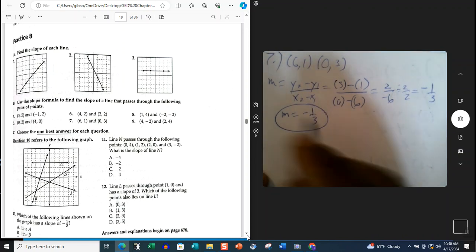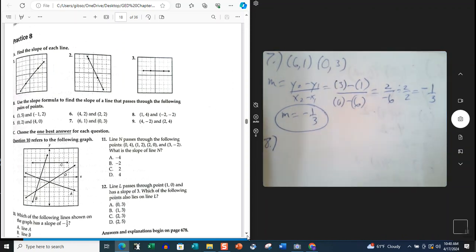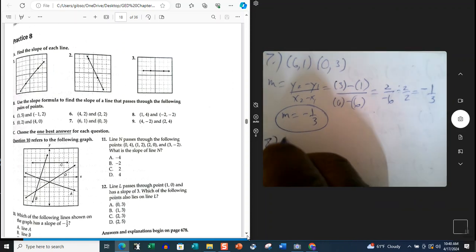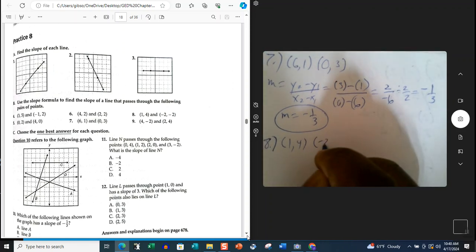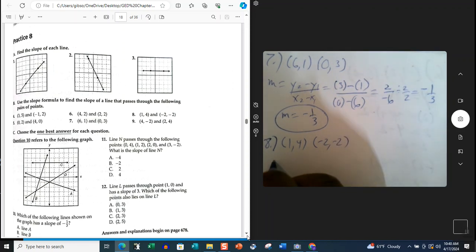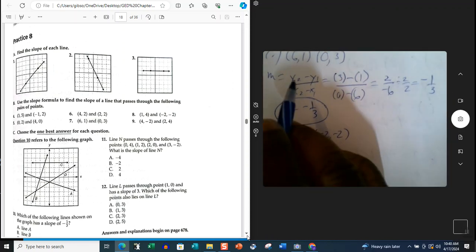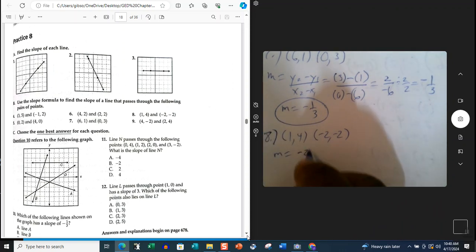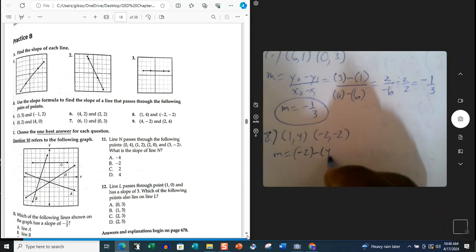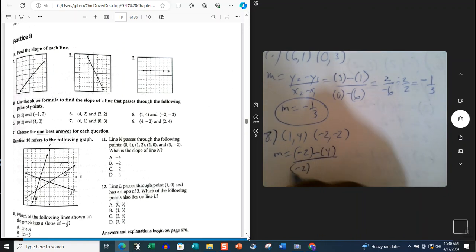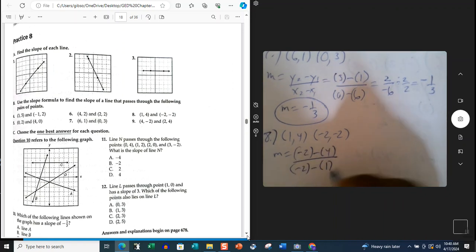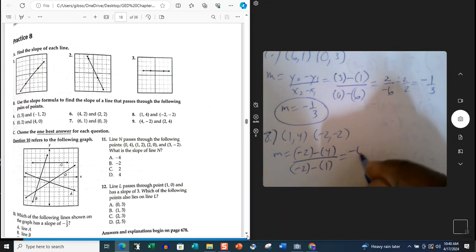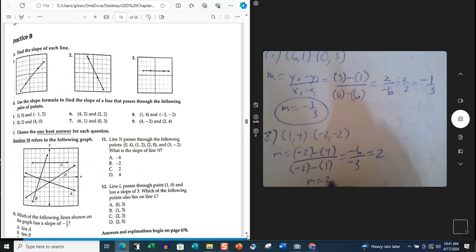Now we look here at problem number 8. Problem number 8, we have (1, 4) and (-2, -2). So we have our slope. Now we can see the formula up here. Y sub 2 is negative 2, minus y sub 1 is 4, all over x sub 2 is negative 2, minus x sub 1 is 1. Negative 2 minus 4 is negative 6. Negative 2 minus 1 is negative 3. Negative divided by negative is positive, and 6 divided by 3 is 2. So your slope here is just 2.